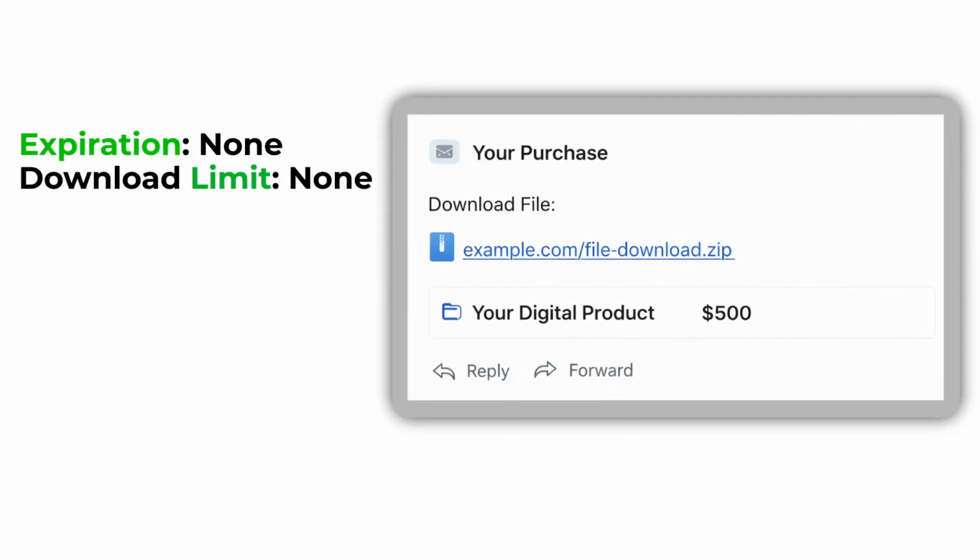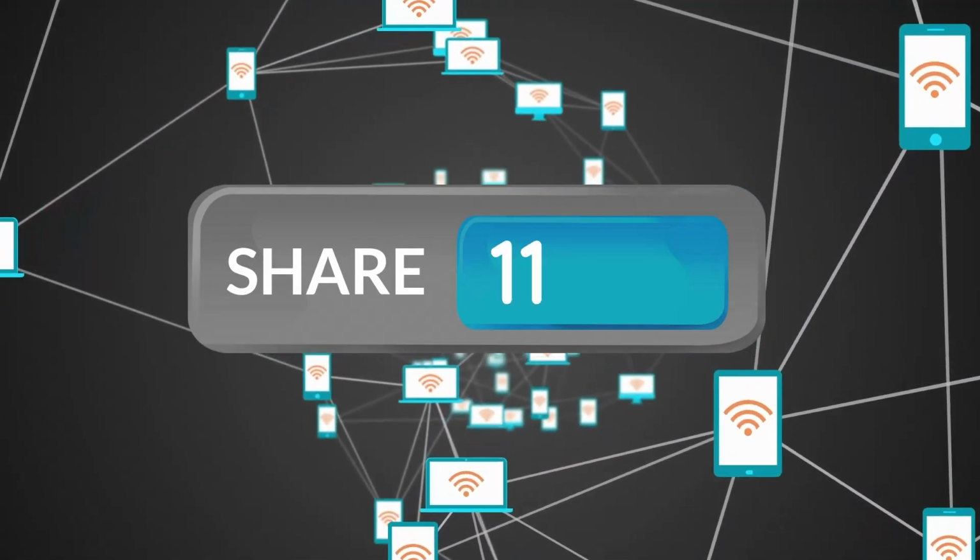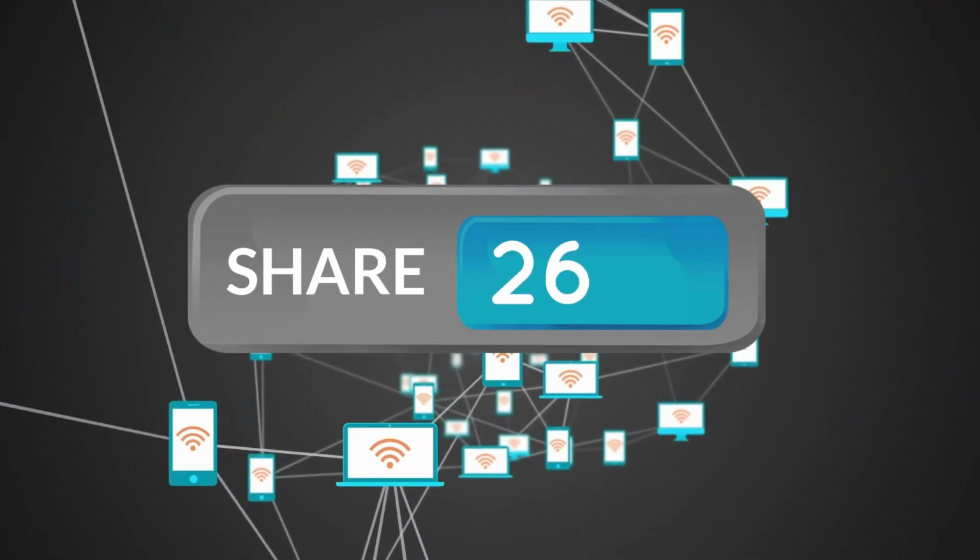The biggest mistake is using a generic delivery system. When a link has no expiration date and no download limit, it lives forever. One customer buys it and 10 of their friends download it from the same URL.